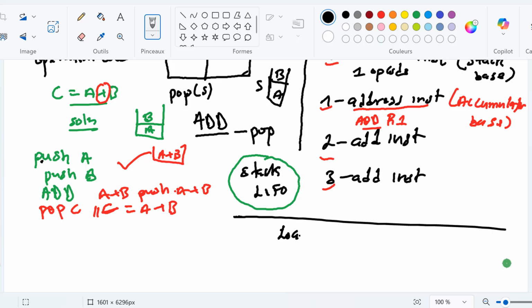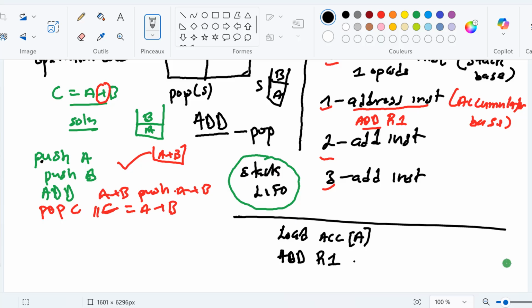So here I'm going to say load. Okay, load, what happened? You write here accumulator. Here you write A, something like that. Okay, you can write it like that. So here this instruction means that you are taking what is at the level of A, you put it in the accumulator. The next thing here you just say add, you say R1.